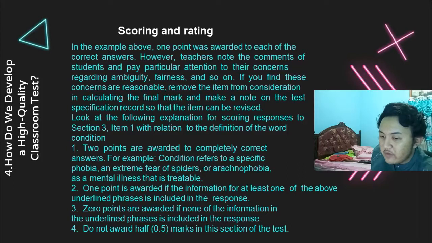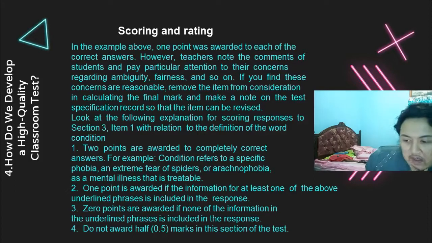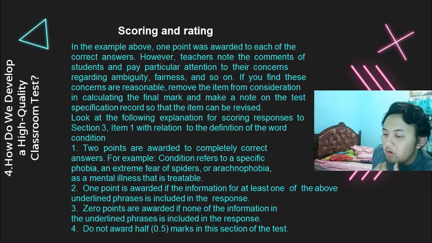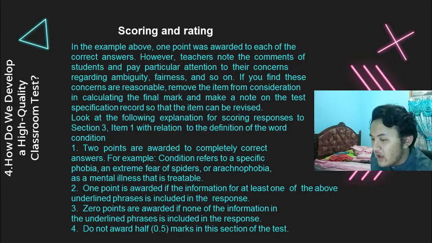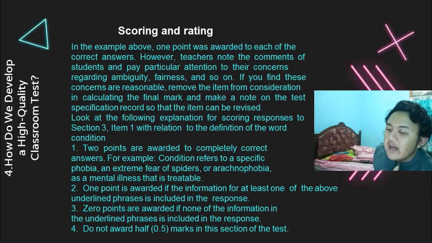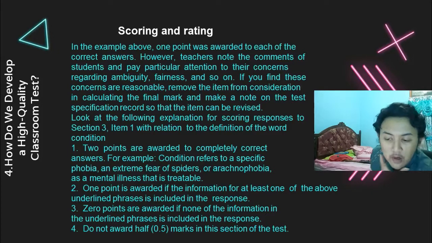But by the way, look at the following explanations for the scoring responses to Section 3, Item 1, in relation to the definitions of the word conditions. The first one is 2 points are awarded to a completely correct answer. For example, conditions refer to a specific phobia and an extreme fear of spiders, or arachnophobia.